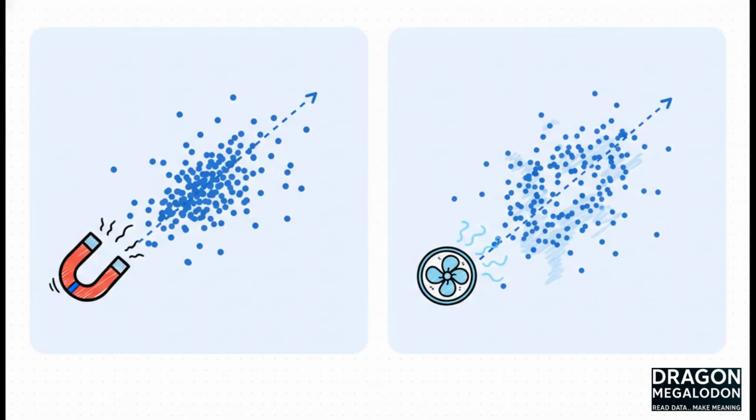All right, attribute number 2 is strength. And this is all about how tightly the dots are clustered together. If they're all packed in close, kind of hugging an imaginary line, that's a strong correlation. But if they're scattered all over the place far away from that line, then it's a weak one.